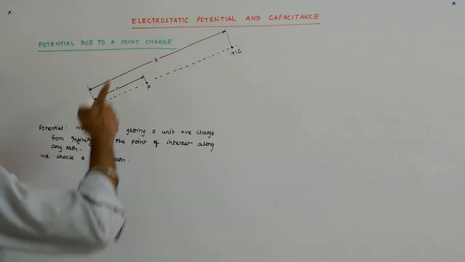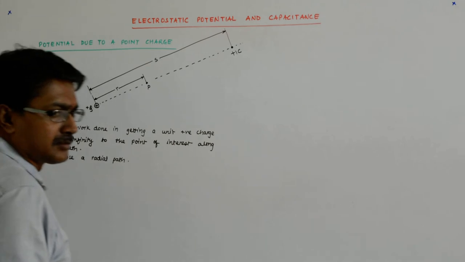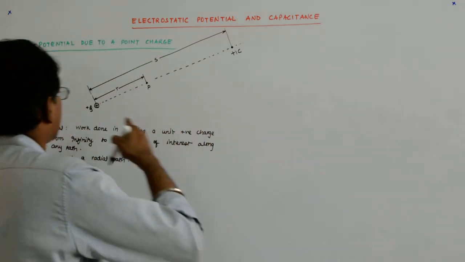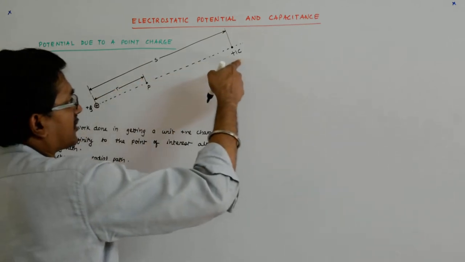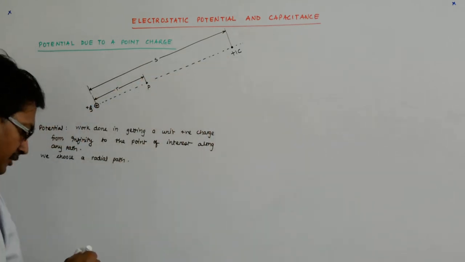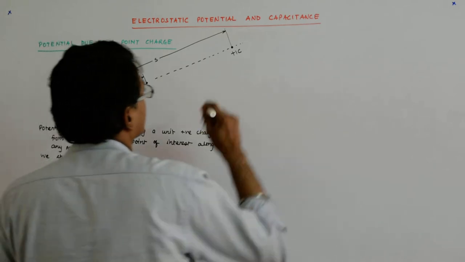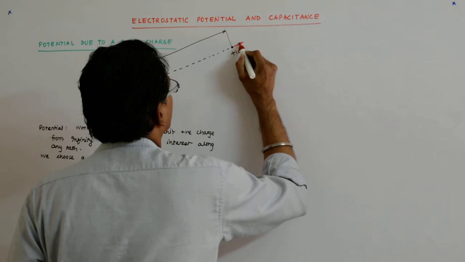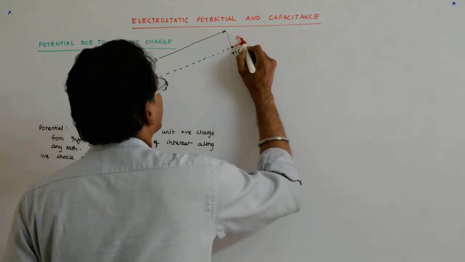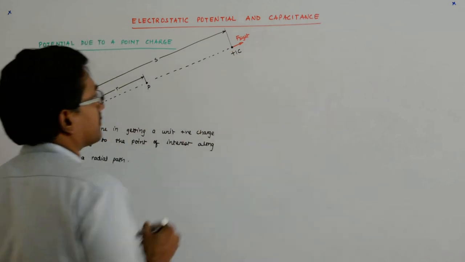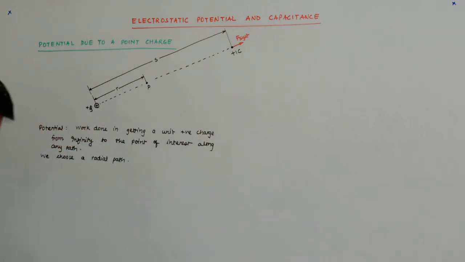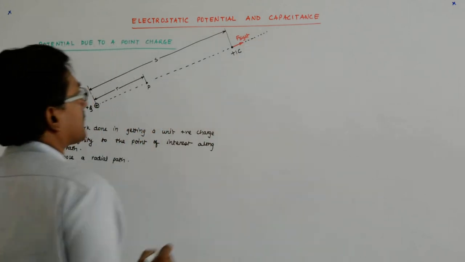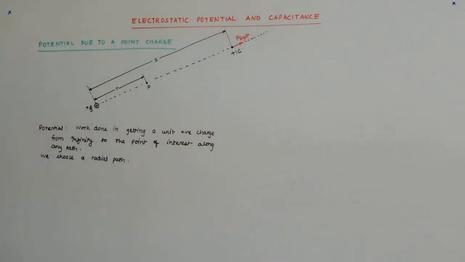Now what happens when it is at a distance S? It is feeling some force. Say this is plus Q, this is plus 1 coulomb. So it'll feel a force in this direction. Correct? And this is what we had designated as F system. S is a variable now. It is a running variable, right?